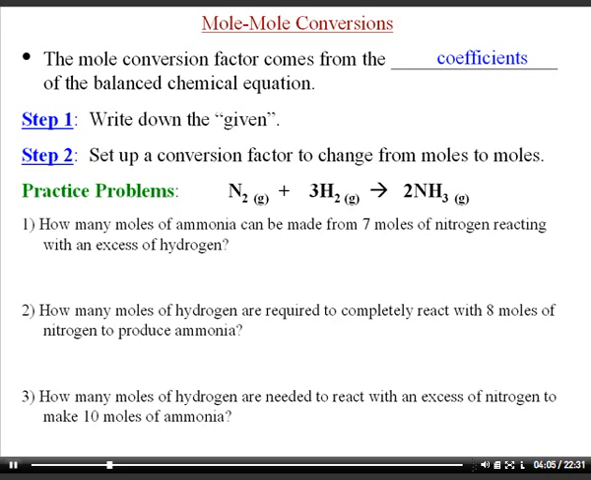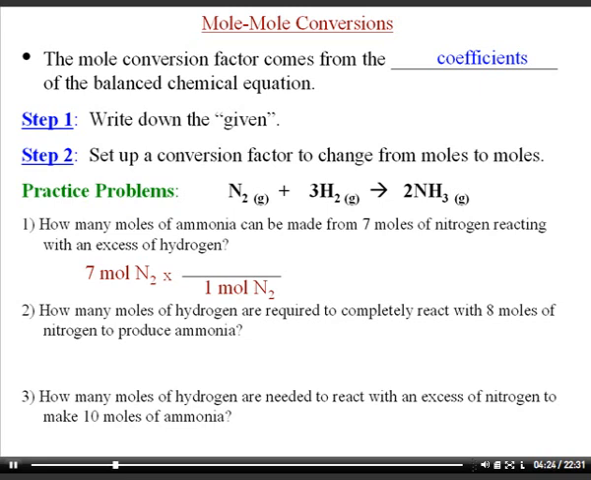In each practice problem, we only have 1 given. We're going to write that down with the times line. In the first example, we have 7 moles of nitrogen. That's our given. Our times line will have the units of moles on bottom, and the number of moles of nitrogen that we're going to use is 1, and that comes from the coefficients in the balanced chemical equation.